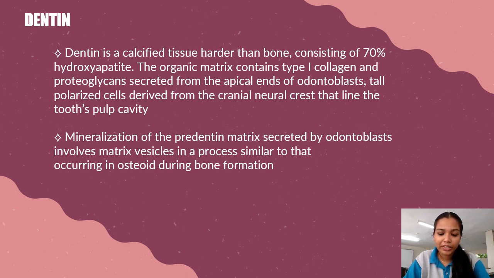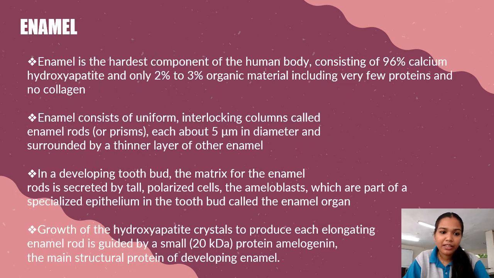during bone formation. Enamel. Enamel is the hardest component of the human body, consisting of 96% calcium hydroxyapatite and only 2 to 3% organic material, including very few proteins and no collagen. Enamel consists of uniform interlocking columns called enamel rods or prisms, each about 5 µm in diameter and surrounded by a thin layer of interrod enamel.